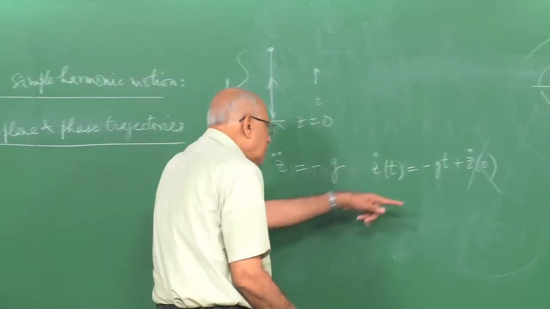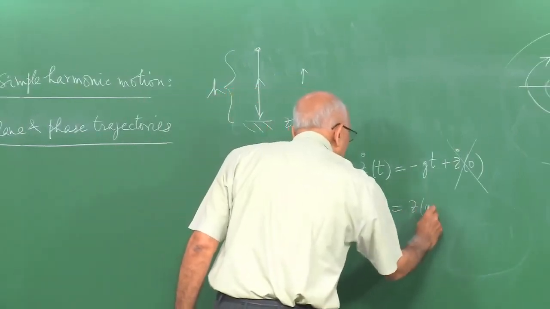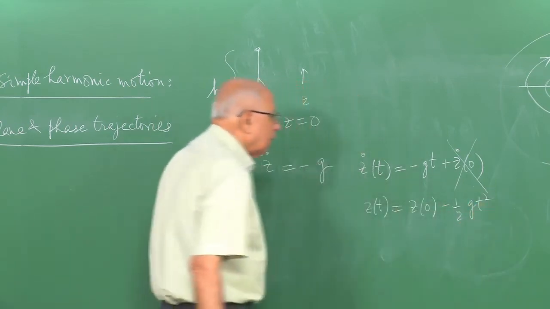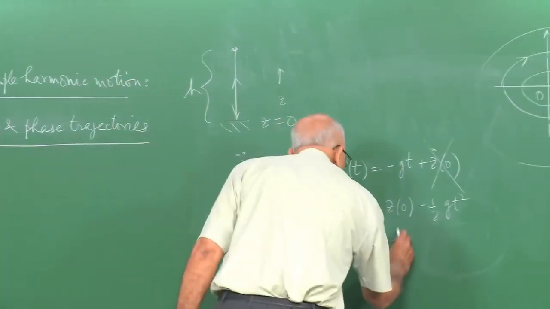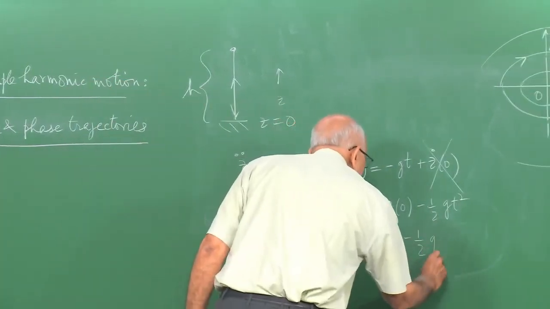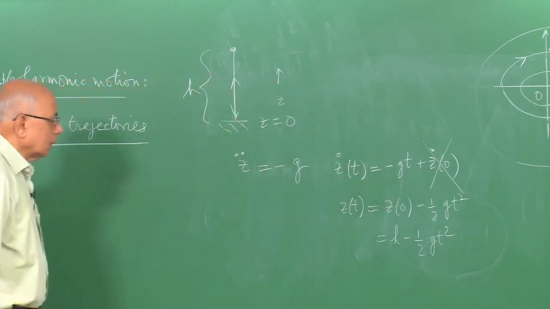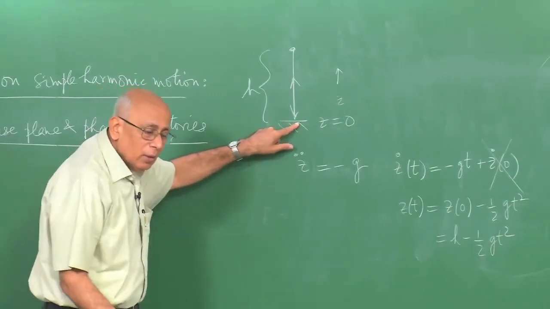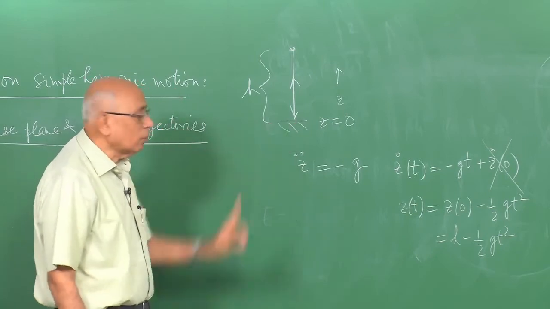And if I integrate this equation, I get z of t equal to z of 0 minus 1/2 gt squared. And if I set z of 0 equal to h, then this becomes h minus half gt squared. Of course, when it hits the ground, the velocity or momentum is instantaneously reversed. The same magnitude, but it is reversed up.